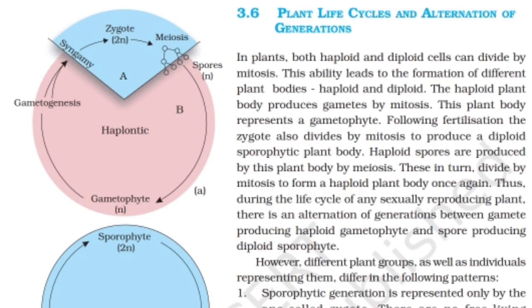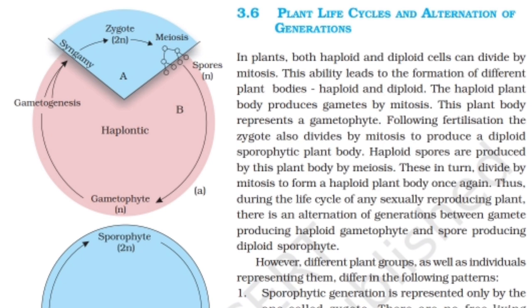3.6 Plant life cycles and alternation of generation. In plants, both haploid and diploid cells can divide by mitosis. This ability leads to the formation of different plant bodies, haploid and diploid. The haploid plant body produces gametes by mitosis. This plant body represents a gametophyte. Following fertilization, the zygote also divides by mitosis to produce a diploid sporophyte plant body. Haploid spores are produced by this plant body by meiosis. These in turn divide by mitosis to form a haploid plant body once again.